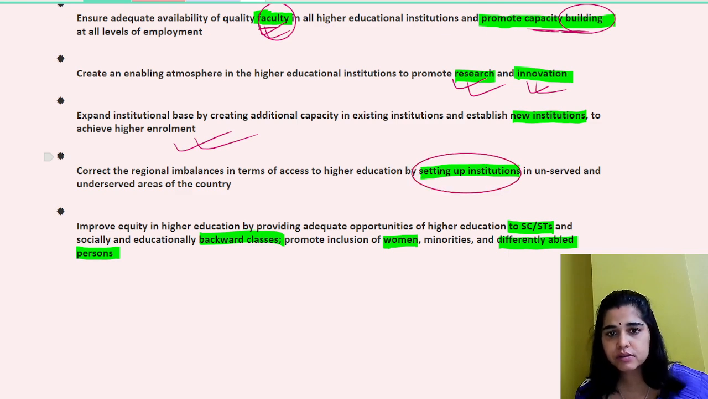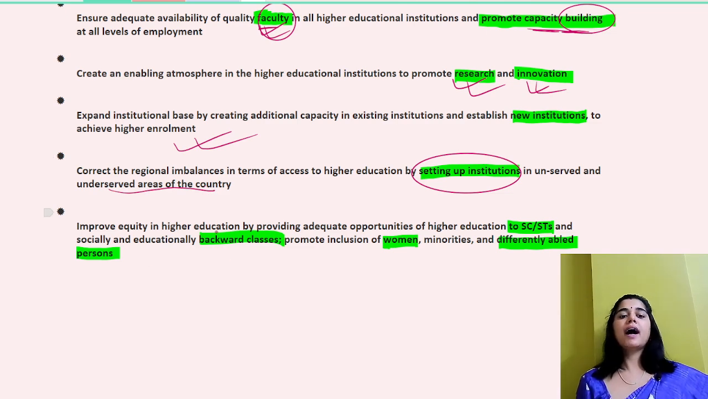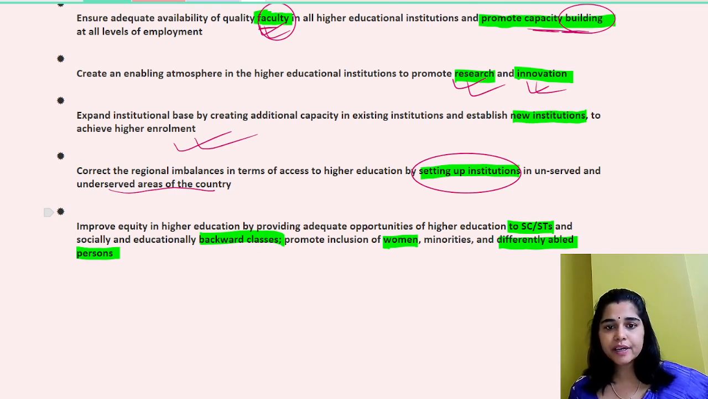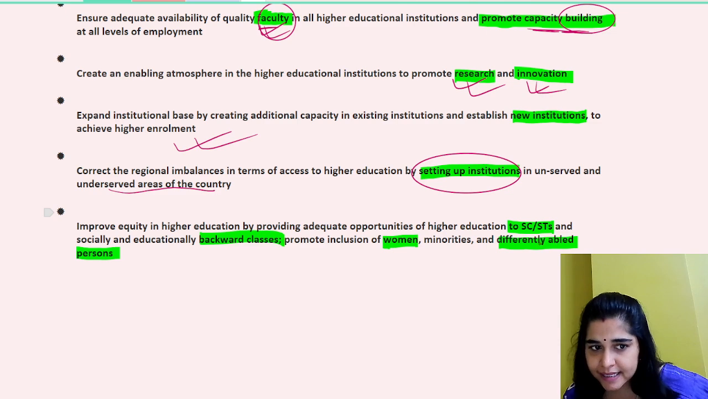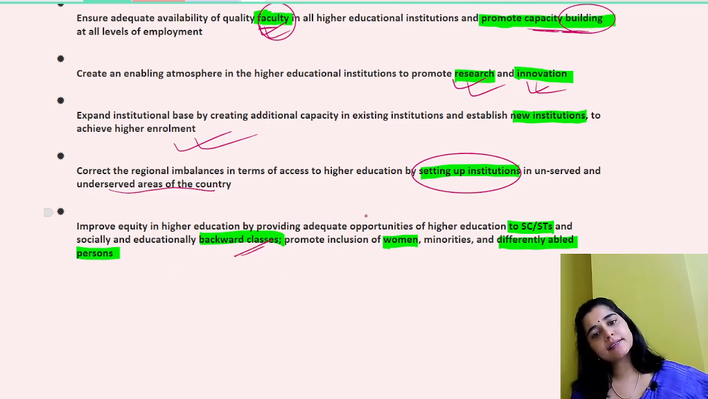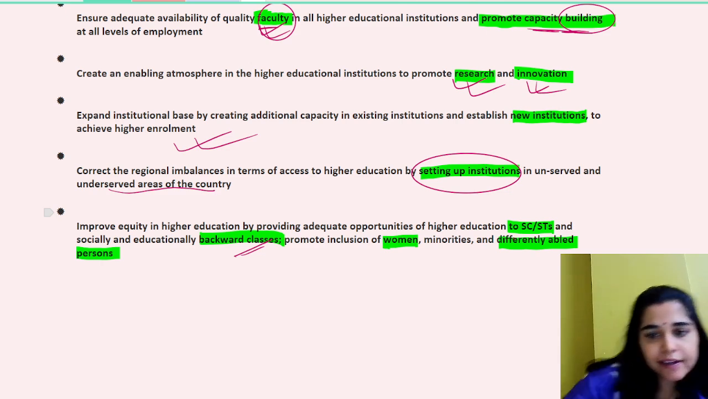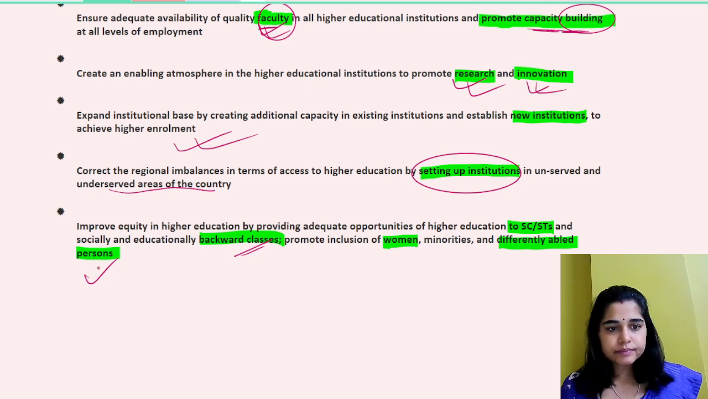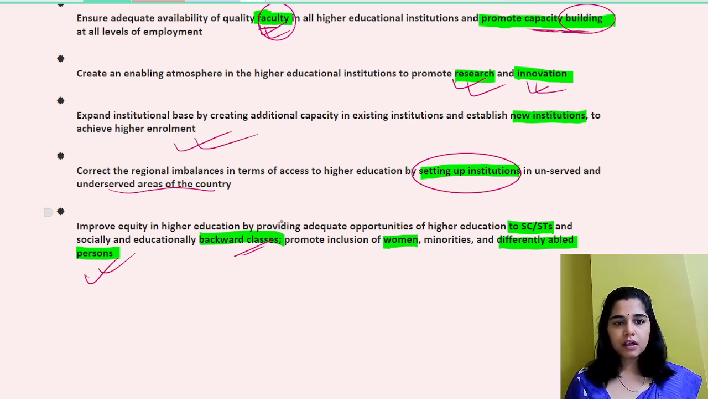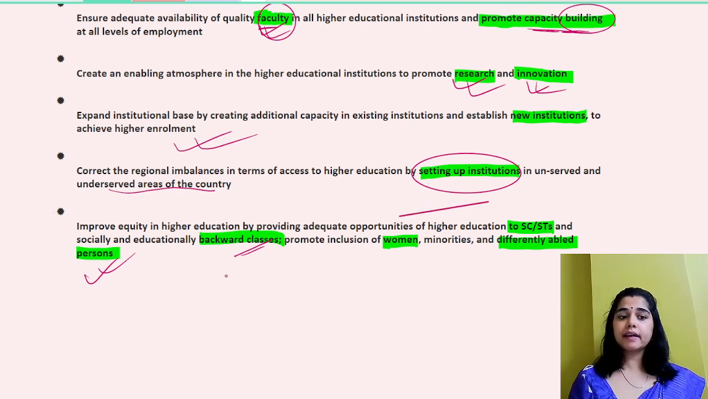Again they are setting up institutions, that is structural, improving unreserved areas and backward areas. They are providing improved equity in higher education by providing adequate opportunities of higher education to SC, ST and socially and educationally backward classes, and promoting inclusion of women, minorities and differently abled persons. So this is about RUSA. Improve the quality of higher education by providing adequate opportunity to SC, ST categories, backward classes, women and differently abled persons.